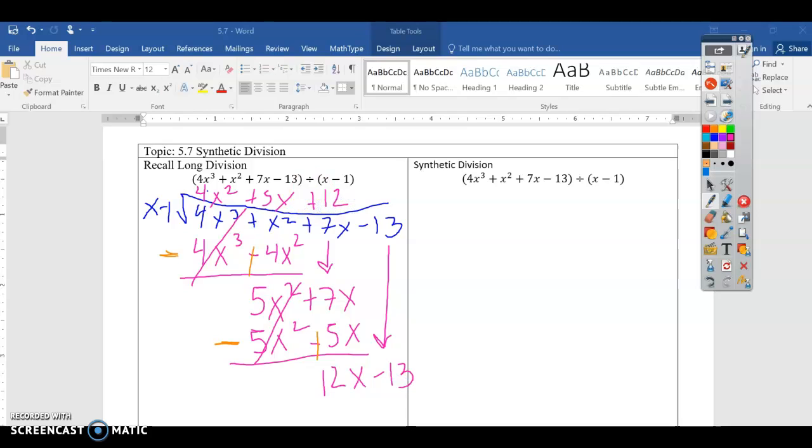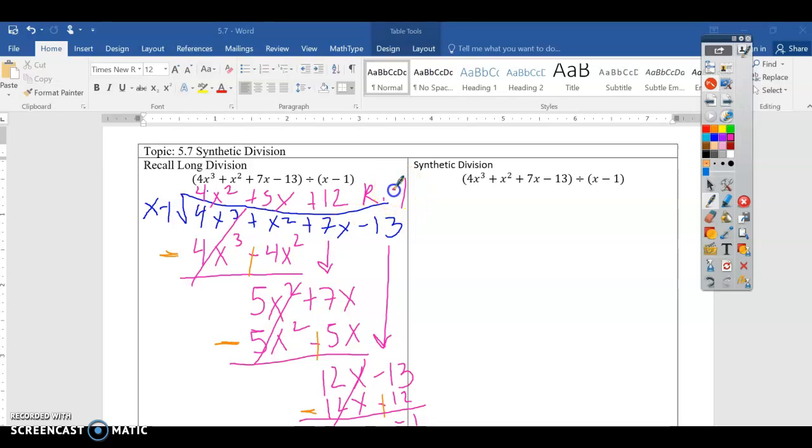Plus 12, because x times 12 is 12x. Negative 1 times 12 is negative 12. Remember, we are subtracting these, so I'm going to flip the signs. And then 12x minus 12x is 0. Negative 13 plus 1 is negative 1. So my remainder is negative 1.